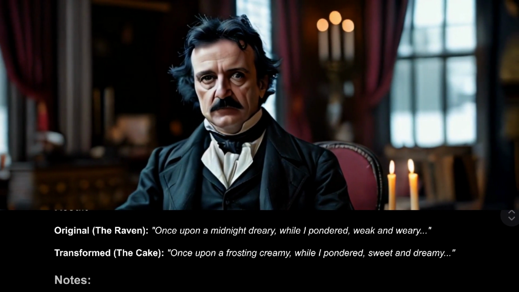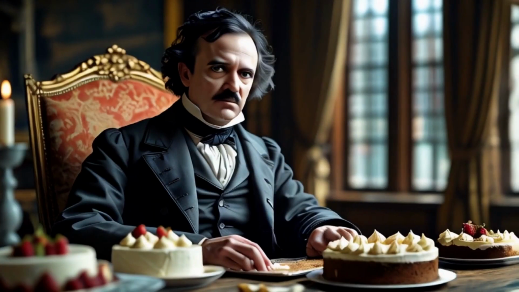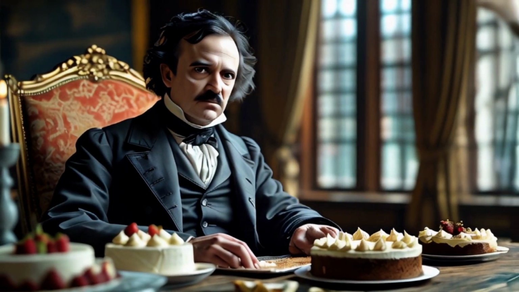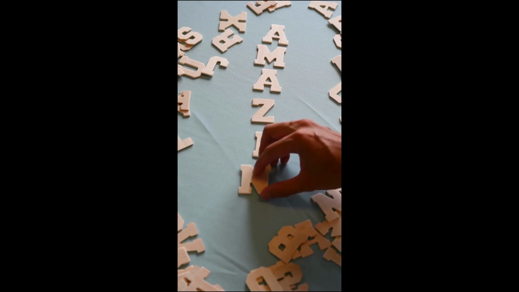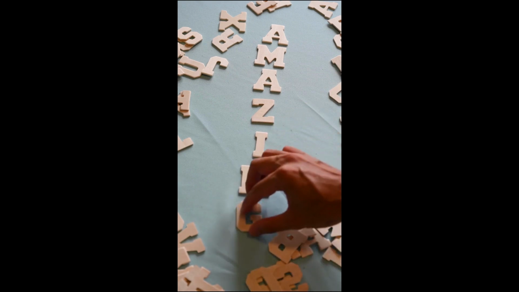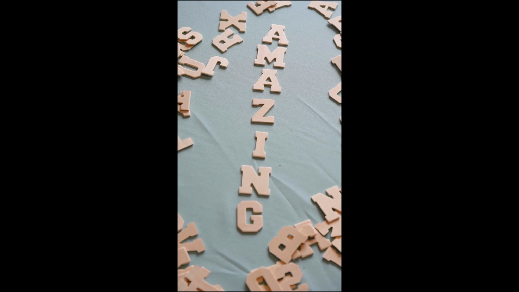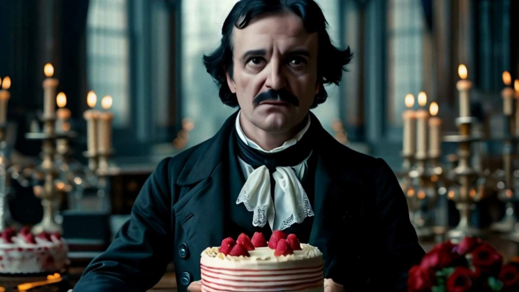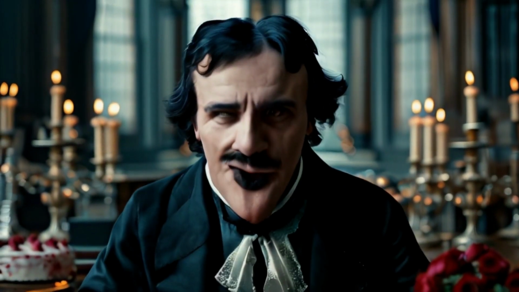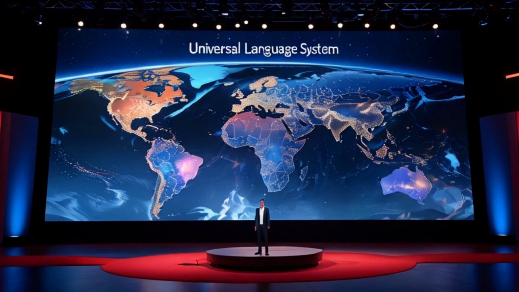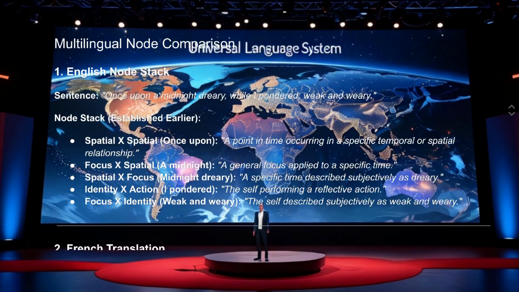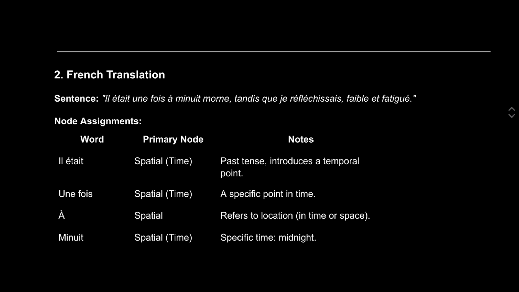It's a bit more nuanced than that. The system first analyzed the raven to determine the node stack for each sentence. Then, it replaced key nouns and adjectives with cake-related words, while keeping the original node assignments. This allowed the AI to maintain the grammatical structure and overall flow of Poe's poem, while shifting the content to something completely different. So instead of just swapping out words, the system is preserving the deeper structure of meaning encoded in those node stacks. It's like taking a blueprint and building something completely new, while staying true to the original architectural design. That's a great analogy.